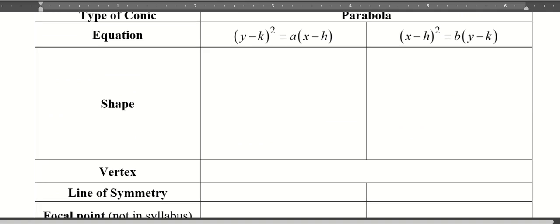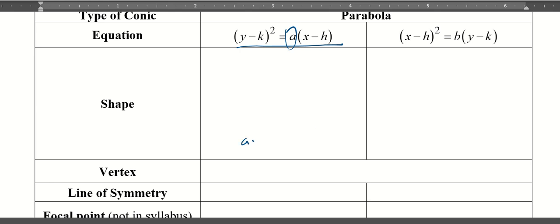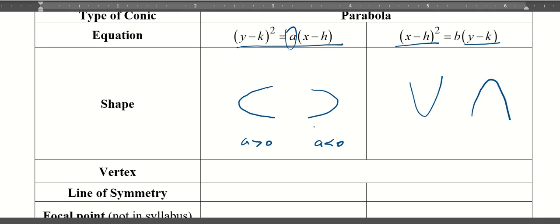For each case, the shape, as mentioned: for this one, because it's x equals y squared, it will either be a C shape or inverted C shape, depending on the value of the coefficient of y squared. If A is positive, then it will be a C-shaped graph. If A is negative, the other way around. For this second case, y equals x squared, we know it's either U-shape or inverted U-shape, depending on the coefficient of x squared, which is 1 over b. So if b is positive, it's a U-shape, and if b is negative, the other way around.